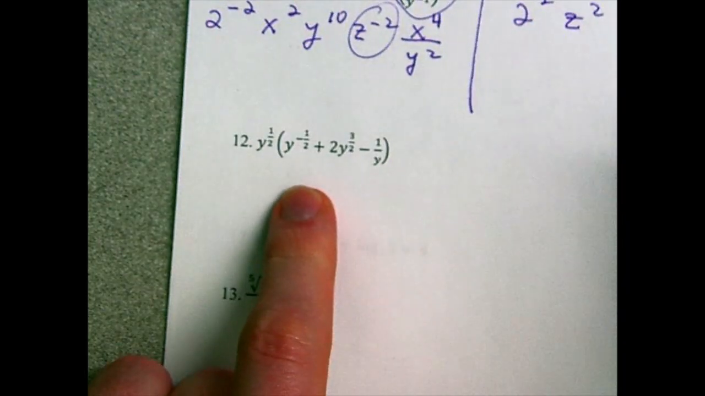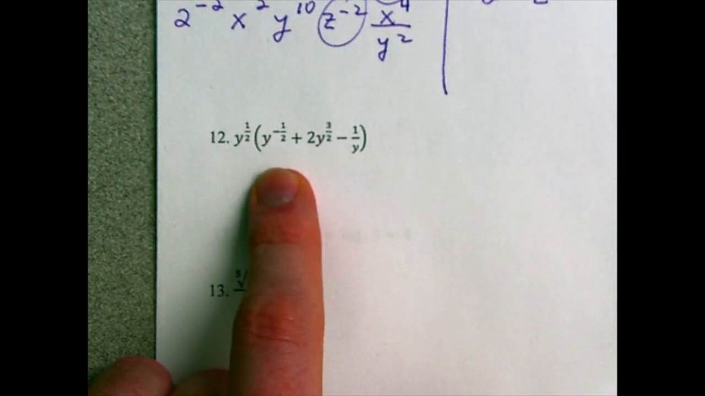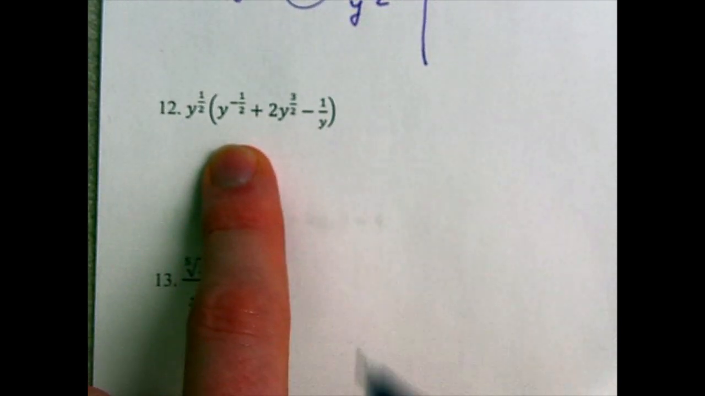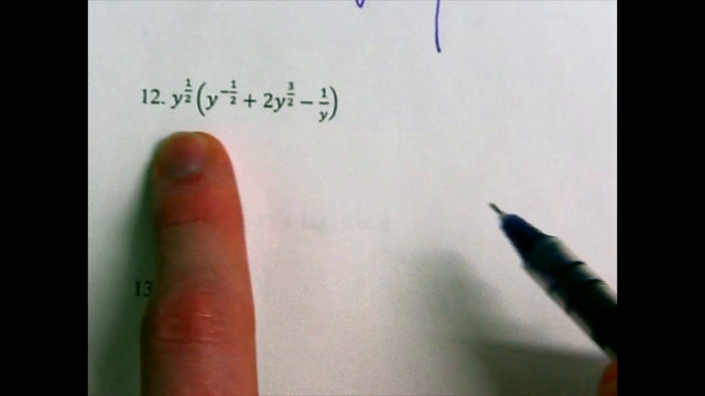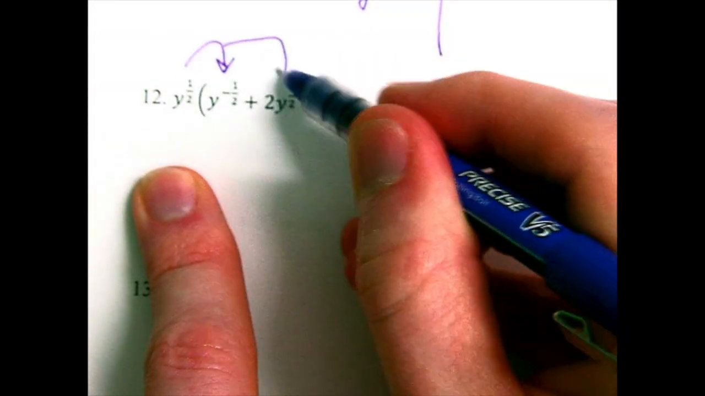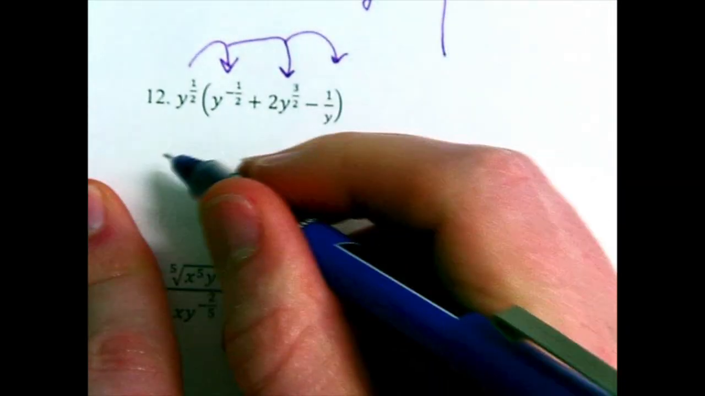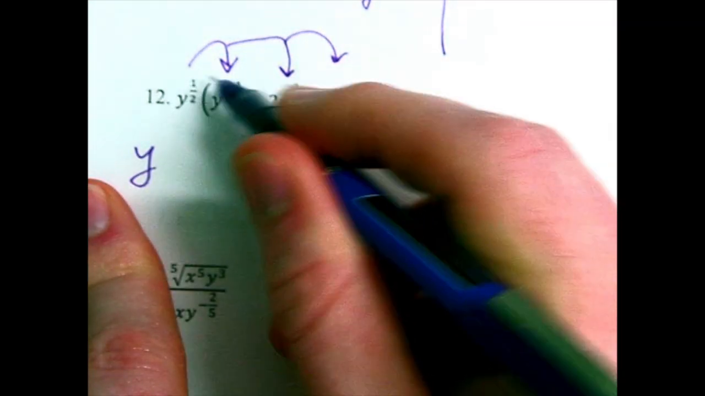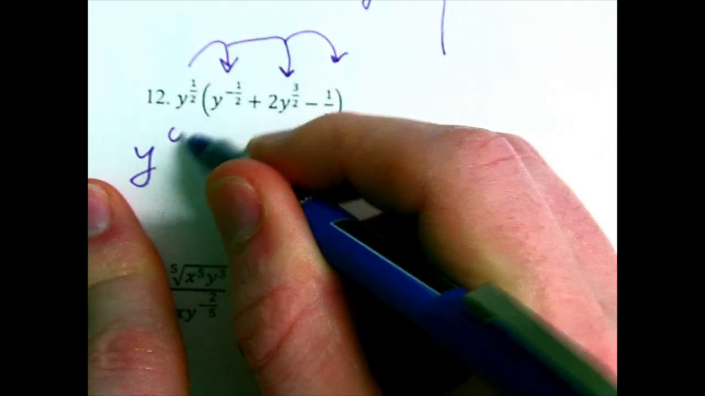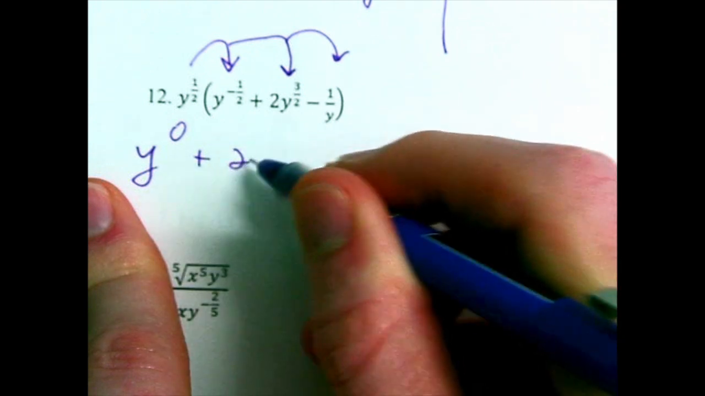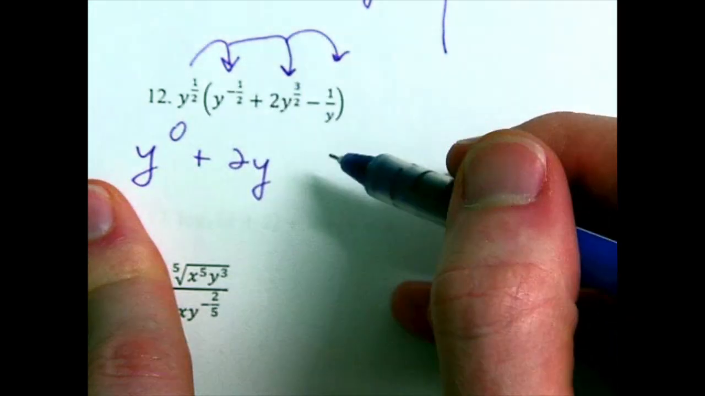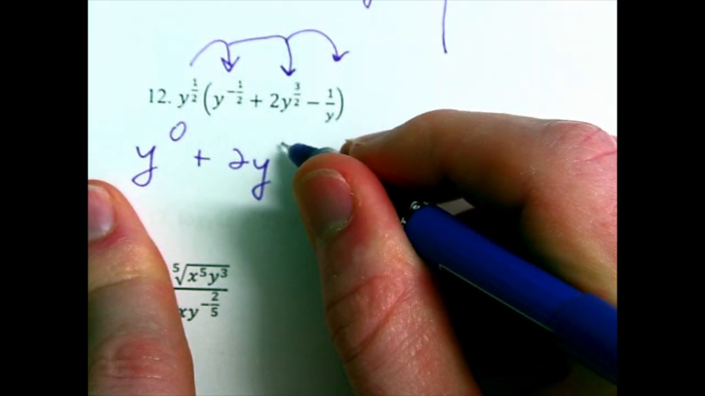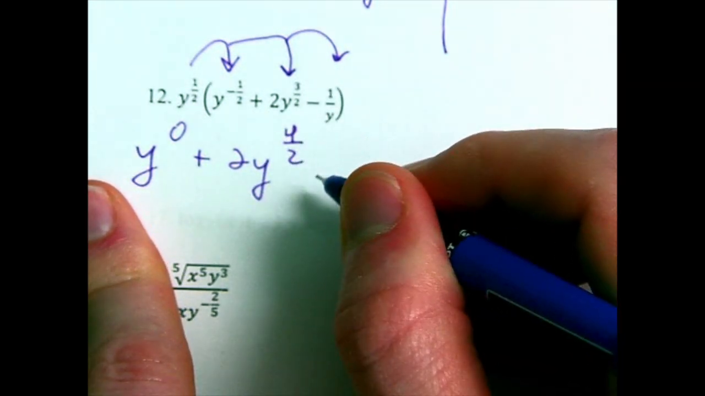Okay. This one here, a lot of people get stumped on this kind of thing, but once they see what to do, it's pretty easy. You just have to distribute the y to the 1/2 to each of these terms. So you have y to the 1/2 plus -1/2, I guess is 0, plus 2y to the 3/2 plus 1/2 is going to be 4/2, which is 2, but I'll just write 4/2.